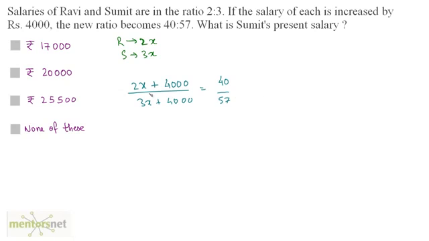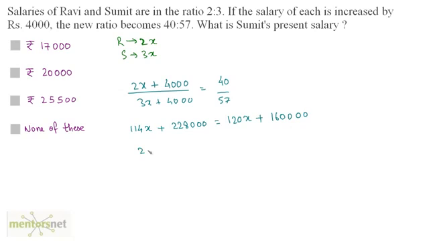Now we can solve this equation and get the value of x, which is a common factor between Ravi's and Sumit's salary. So we have 57 times 2x is 114x, plus 57 times 4,000 is 228,000, equal to 40 times 3x, so I have 120x, plus 40 times 4,000, which is 160,000.